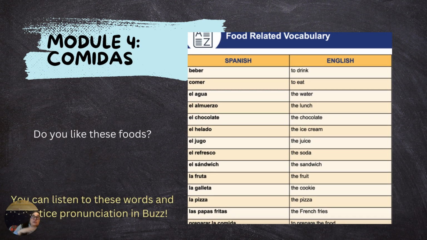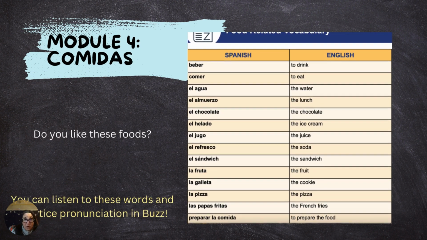Okay, so today we're really going to focus on Module 4, comidas, the vocabulary for comidas. Comidas are foods. So this is always a fun set of vocabulary to learn. Most students like to do that. So we are going to take a look at these words.